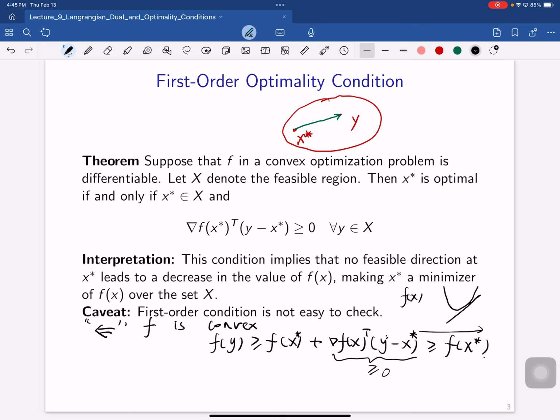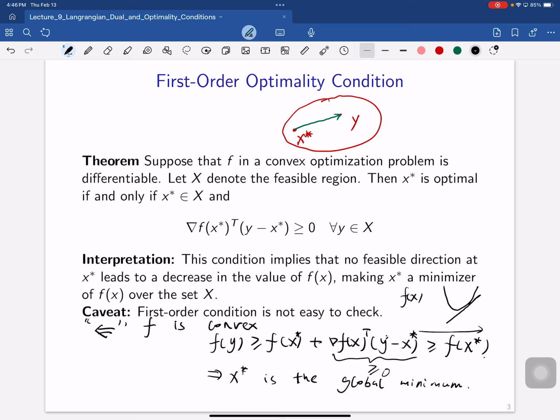Since y can be chosen arbitrarily, when this condition holds, we have f(y) greater than or equal to f(x star). Now that means x star is the global minimum, because y is chosen arbitrarily. Right. Any questions here?